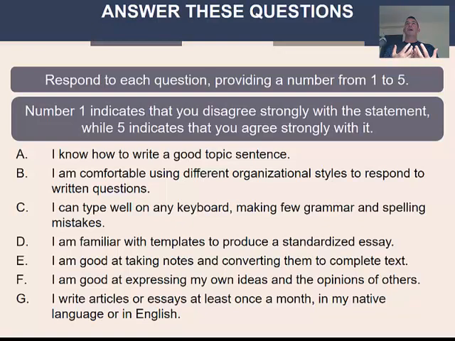Most people usually underreport their own abilities, and it's the same with students as they go into TOEFL, but get them thinking about the things that they are good at. Some of them can type well. Most students today are very comfortable using technology and different forms of hardware, but can they write a good topic sentence?